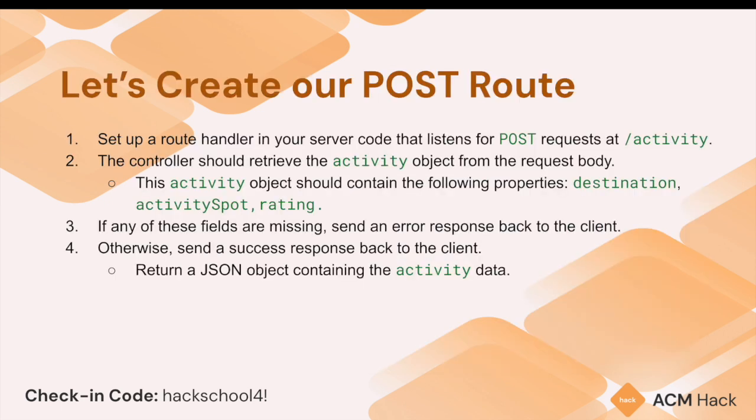So here's the exercise to create our post route. We just want to set up a route handler to listen for post requests. Then we want to retrieve the activity object from the request body and make sure it contains some special properties. If any of these properties are missing, we want to send an error response. Otherwise, we can return a JSON object containing all the data. So let's get started with that.